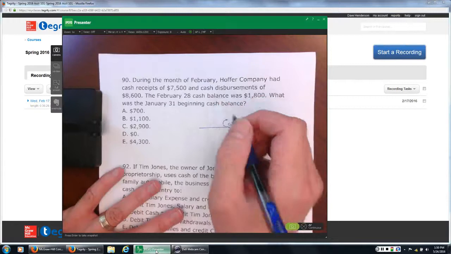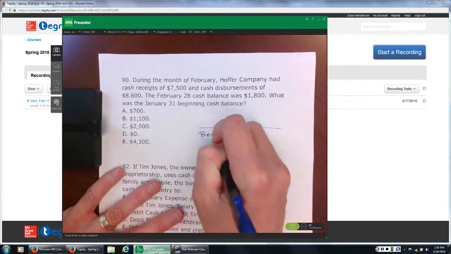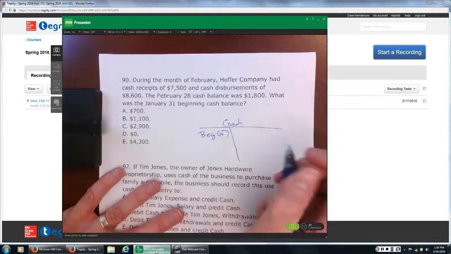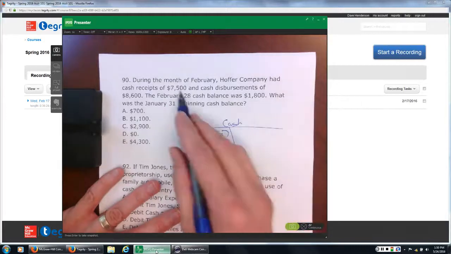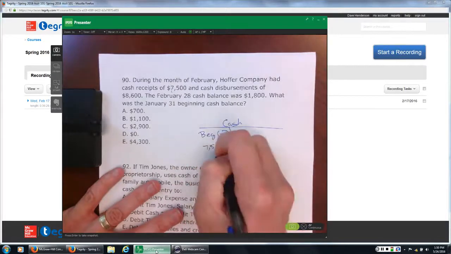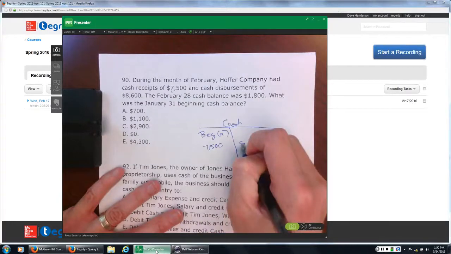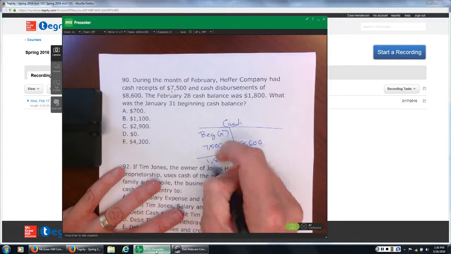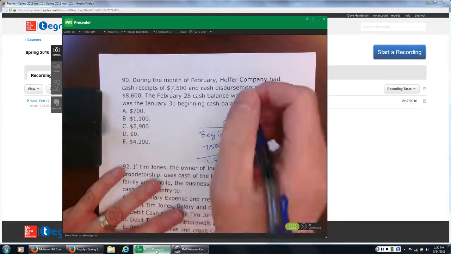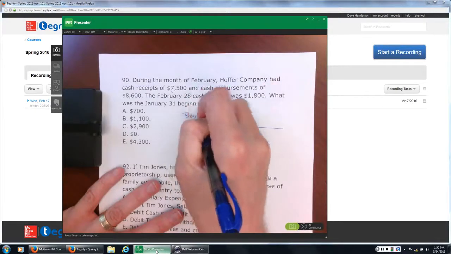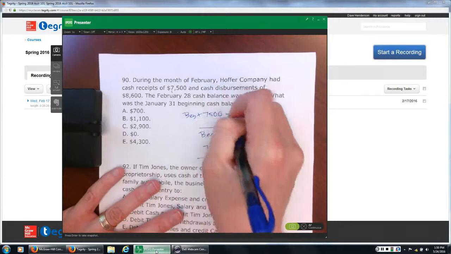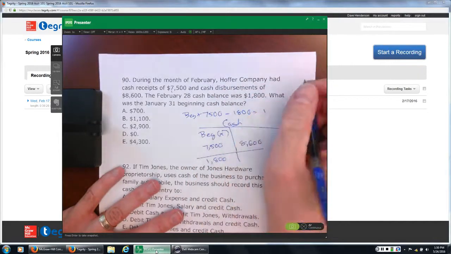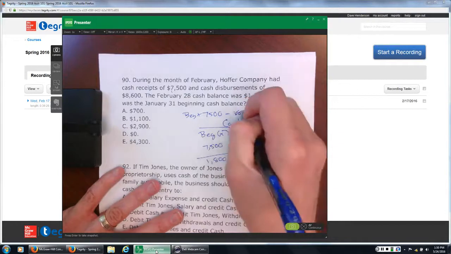So we have our beginning, which is our unknown, represented by beginning or beginning X, however you want to say it. What we have is cash receipts, so those are debit to cash right here. Cash disbursements, credit to cash. We have our ending balance of 1,800. Solve for beginning right here. So we can say our beginning plus 7,500 minus 8,600, sorry, equals 1,800.